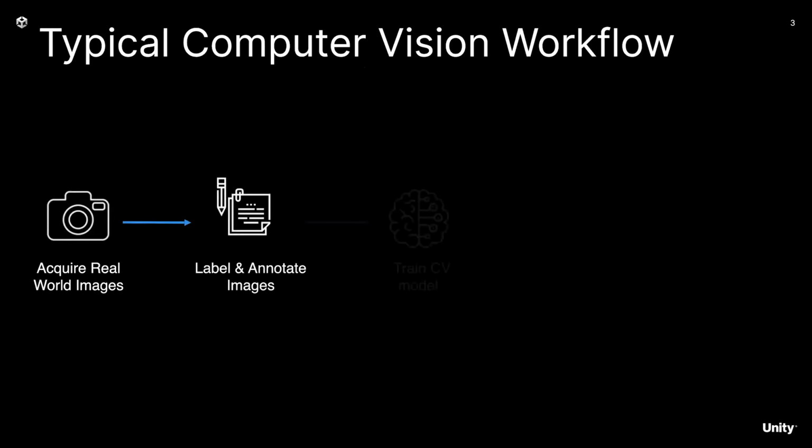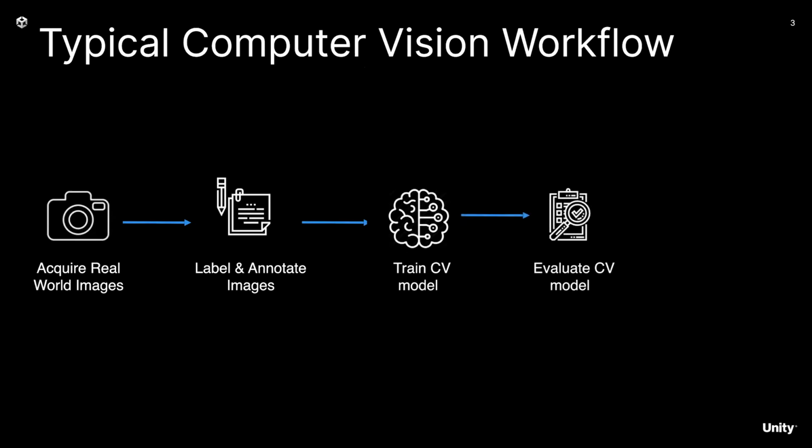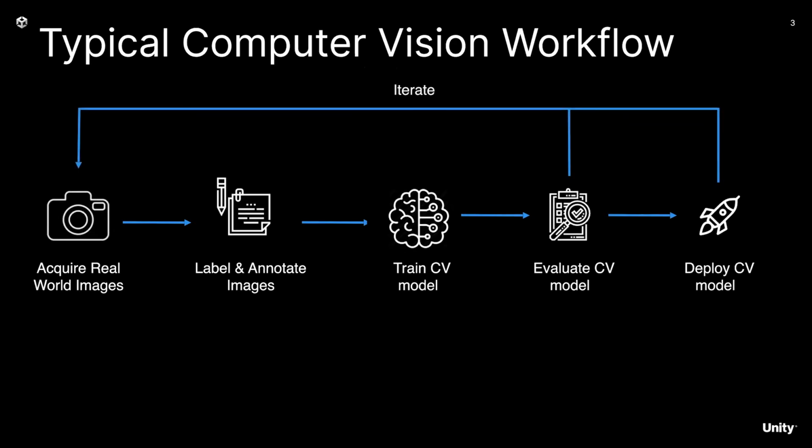Typically, a computer vision workflow for acquiring real-world data and using it will go: acquire real-world images, get them labeled and annotated, train the CV model, evaluate the model, and deploy the model. And then comes the nightmare of anybody who's done these things in production, which is, in evaluation, we realized we didn't have enough data or the right kind of data, so we have to go back and acquire more data, relabel it, retrain it, evaluate it.